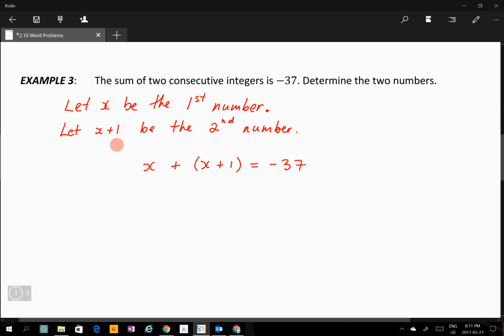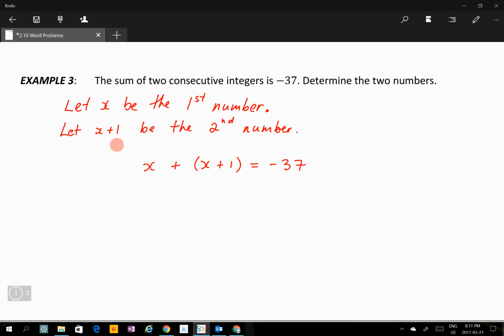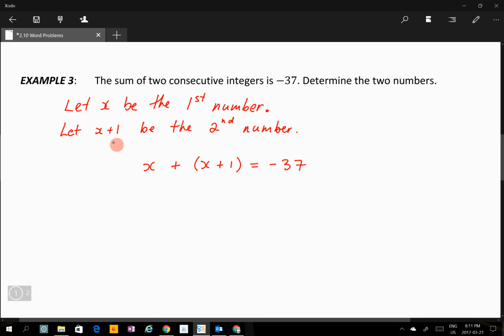Okay, and then when I add them, x plus x plus 1, I'm going to get an answer of negative 37. Here's my equation. That's the equation I'm going to solve. So let's solve for x. I collect like terms on the left. If I remove the brackets, I have x plus x, which is 2x. I have a plus 1. That equals negative 37. Subtract 1 from both sides. I have 2x equals negative 38. And if I divide both sides by 2, I get x equals negative 38 over 2, which is equal to negative 19.